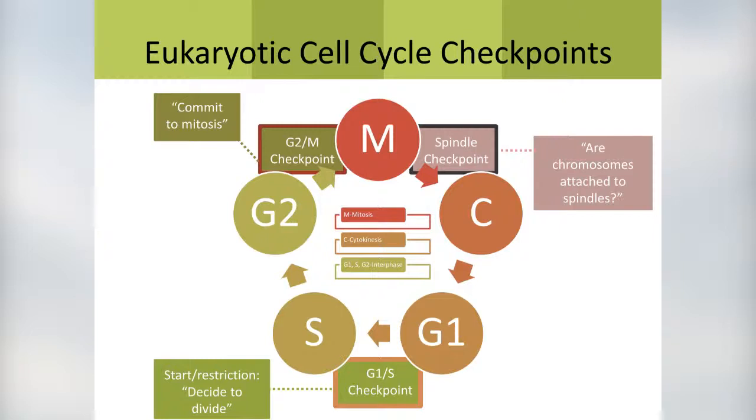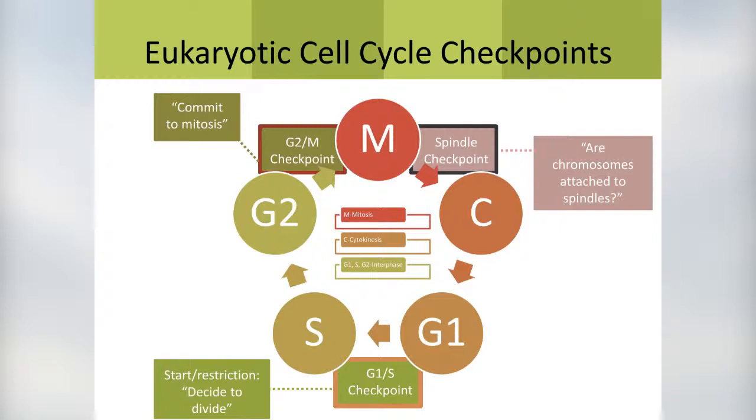Things can happen, though, to disrupt this schedule. That's why we have certain checkpoints within the cell cycle. So there's a checkpoint at G1/S. It's the start or restriction area. So once the proteins are made, once the cell is getting ready to start producing more DNA, this is the part where if the cell isn't healthy, it won't divide if it's working properly.